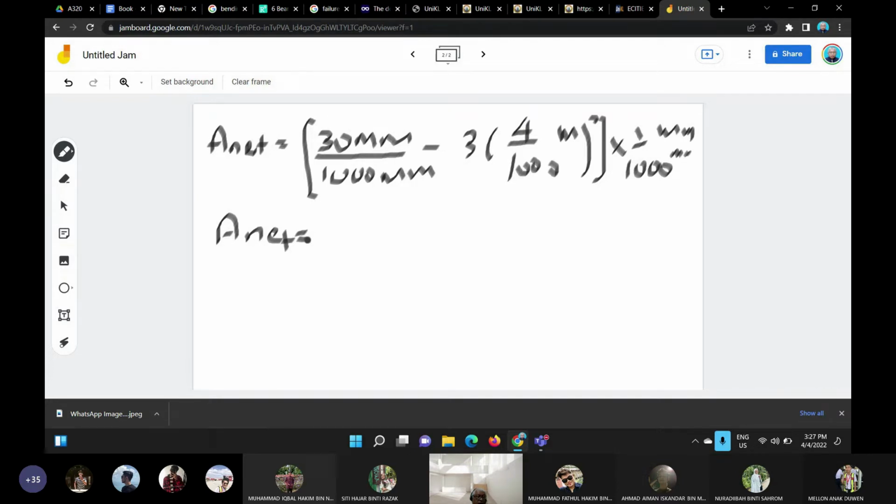30 divided by 1,000, minus 3 times 4 over 1,000, times 1 over 1,000. It is 0.00018 meters square.